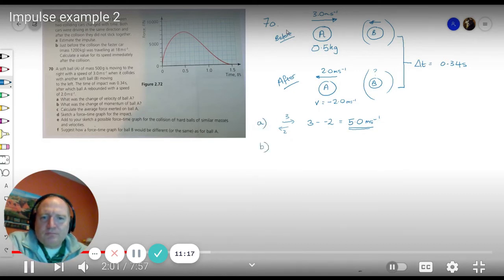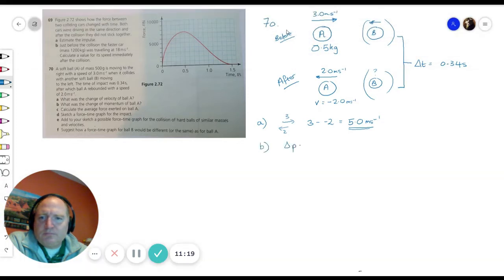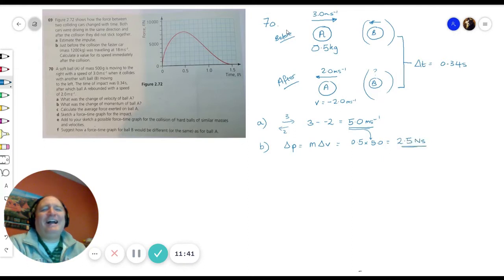Momentum. So change in momentum is, I remember I said it could be a change in mass or a change in velocity. This time it's definitely a change in velocity. So we're just going to do its mass, which was 0.5, times that change in velocity that we just calculated. Is 5, gives you a change in momentum of 2.5. I'm going to stick with newton seconds just because it's shorter. Right, nice and easy so far.